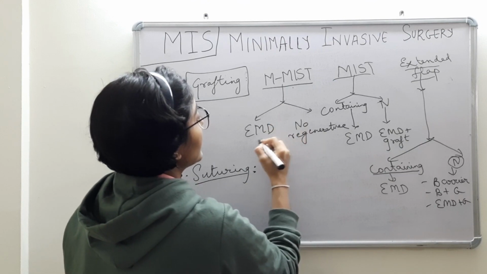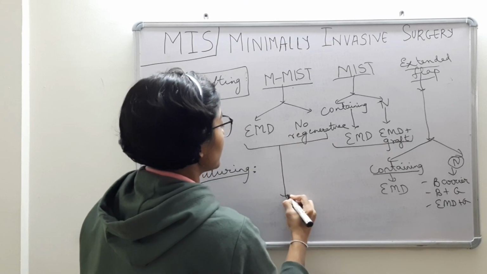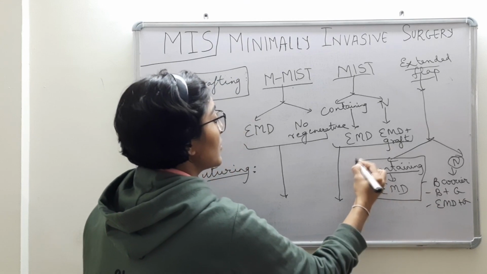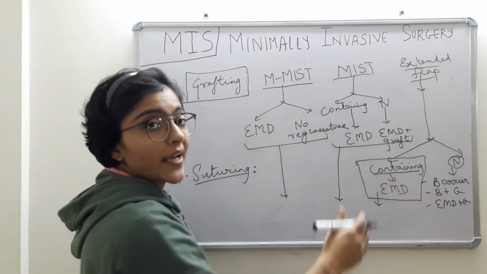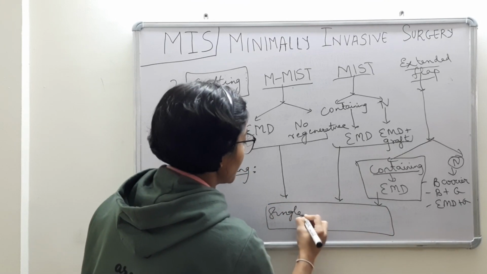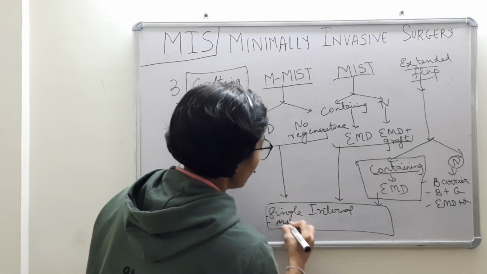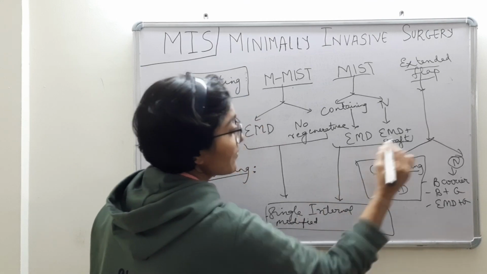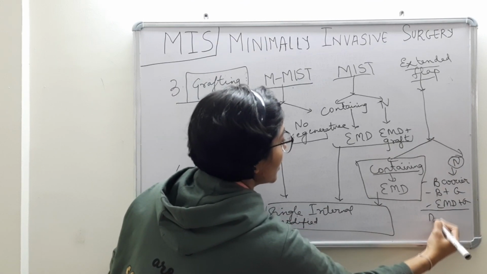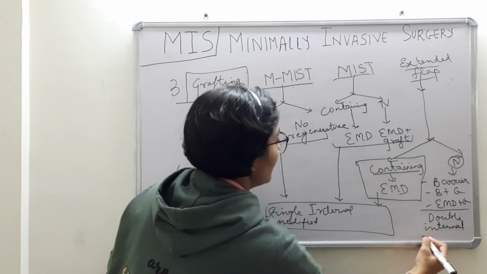For the suturing, if it is MIST, or even if it is a containing defect accessed by this extended flap, we perform single internal mattress suture or even modified mattress sutures. But if it is extended flap with non-containing defect, we go for double internal mattress sutures. This is the suturing technique of choice. Clear?